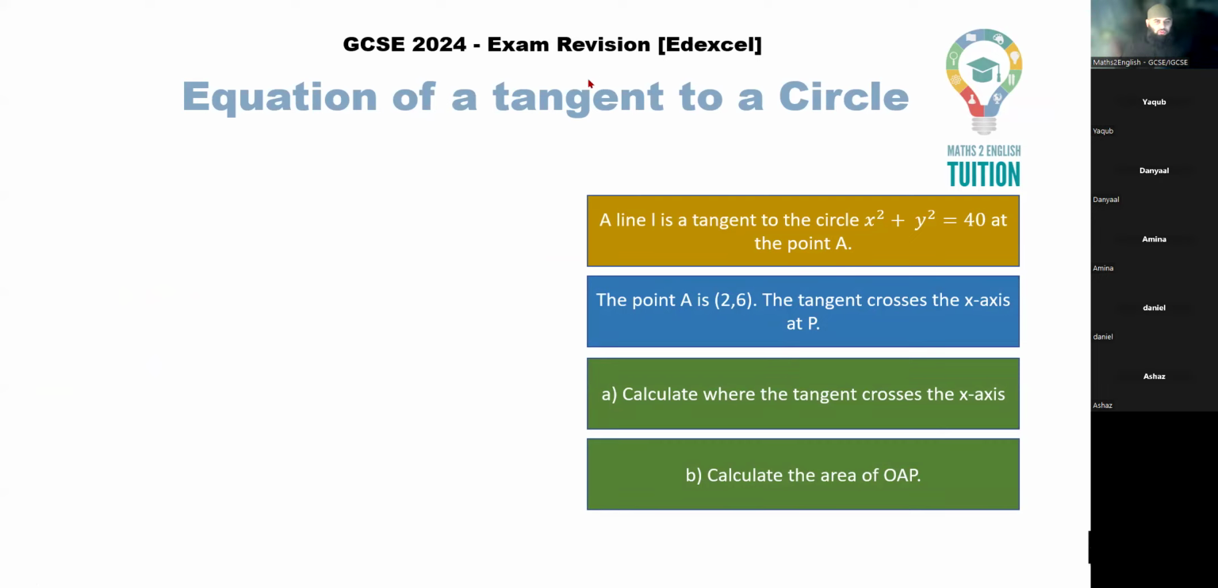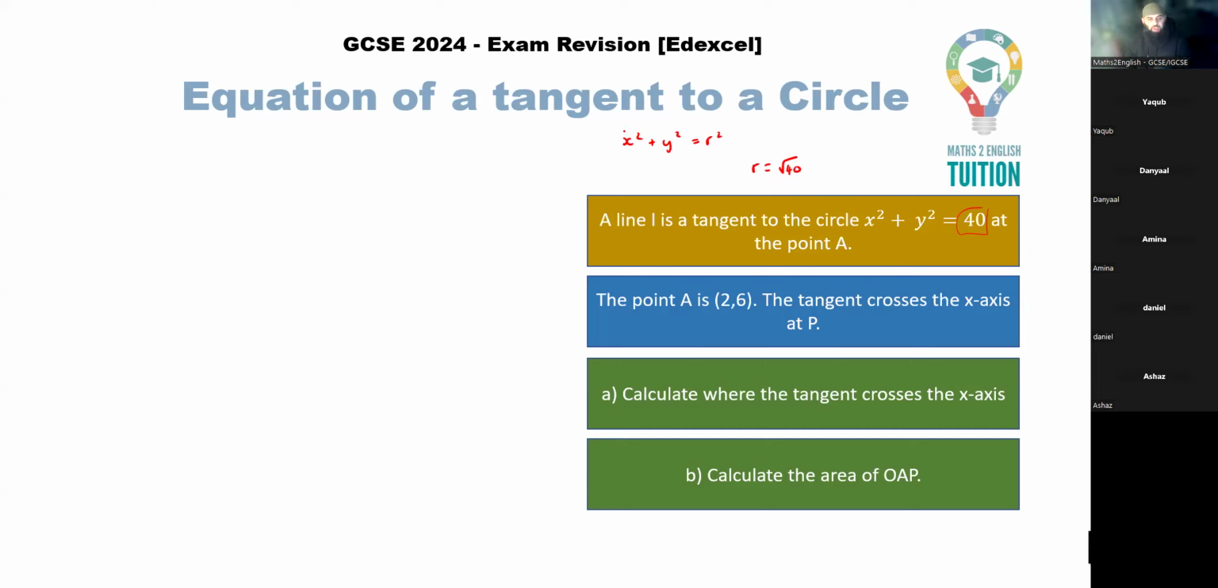We need to first know what the equation of a circle is. The equation of a circle is x squared plus y squared equals r squared, which means whatever number that is, the radius is going to be equal to the square root of that. So in this case, the radius is equal to the square root of 40. But we're not working out the radius.